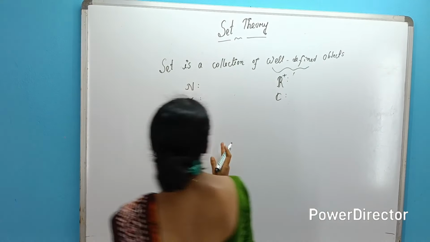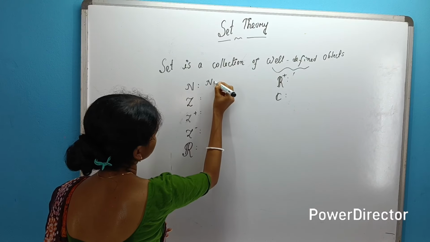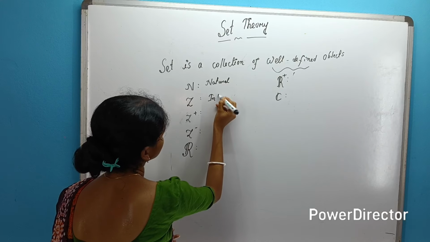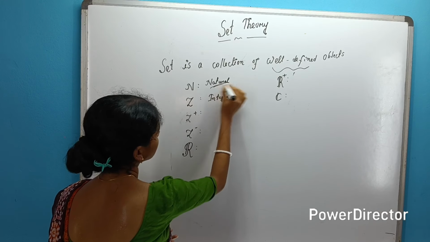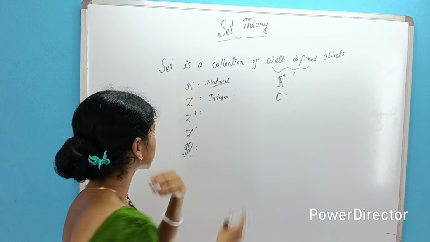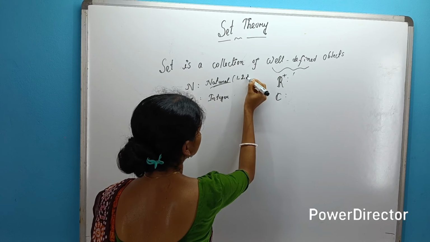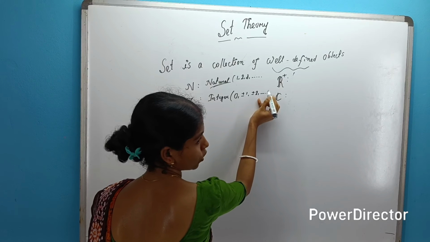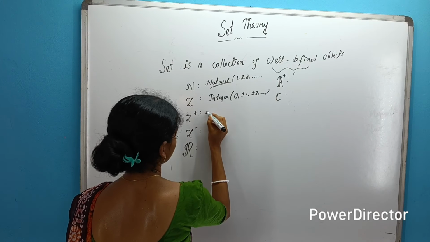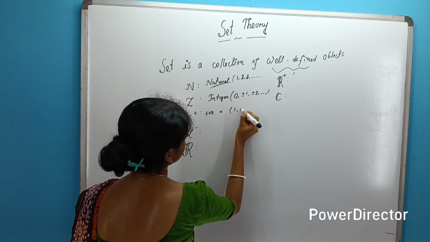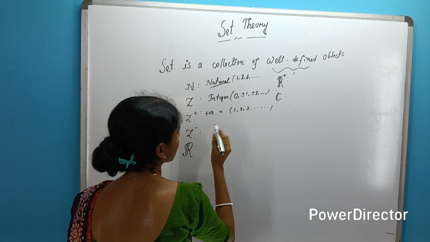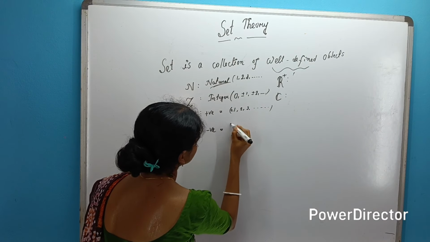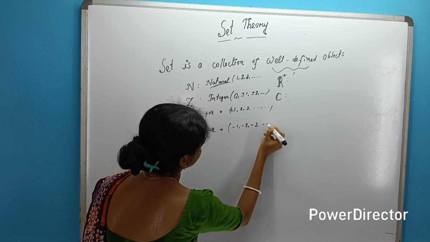So what is this? This is the set of natural numbers. N means natural, Z means integer. Natural means we just start from 1, 2, 3 dot dot dot. Integer means it will start from 0, plus minus 1, plus minus 2 dot dot dot. Z plus means positive integers. Positive integers means we will collect 1, 2, 3 dot dot dot. Here we can also consider 0, it's up to you. Z minus means negative integers: minus 1, minus 2, minus 3 dot dot dot.